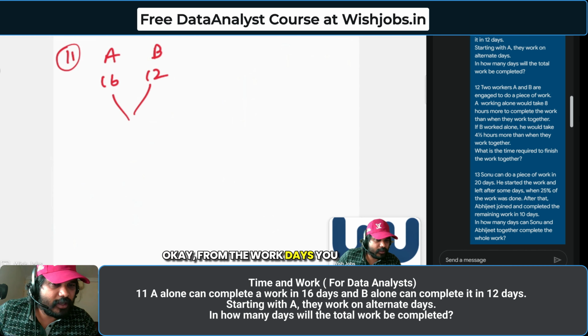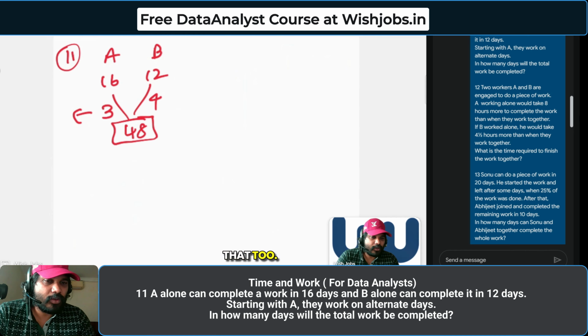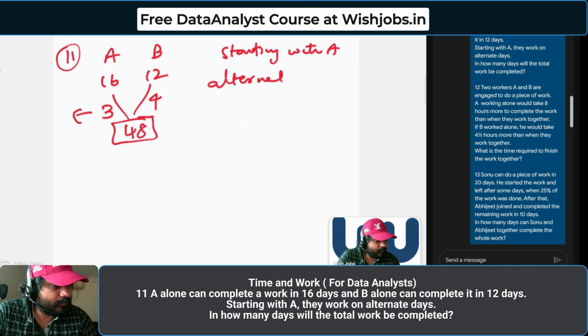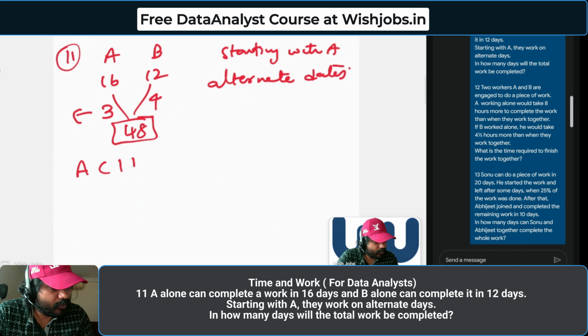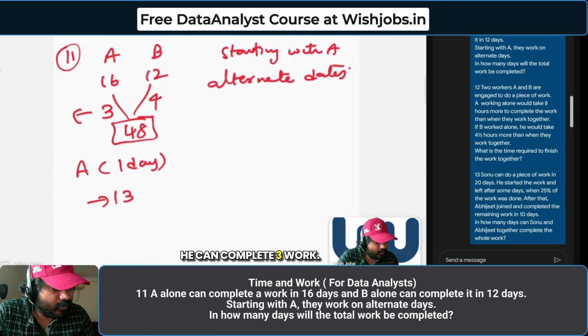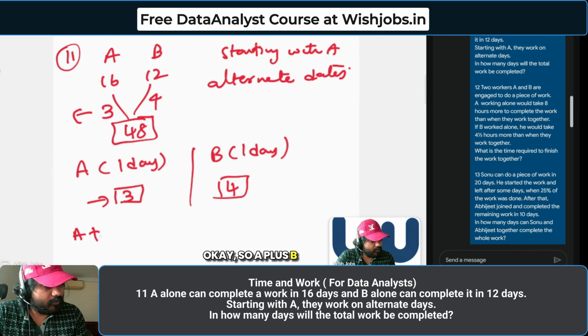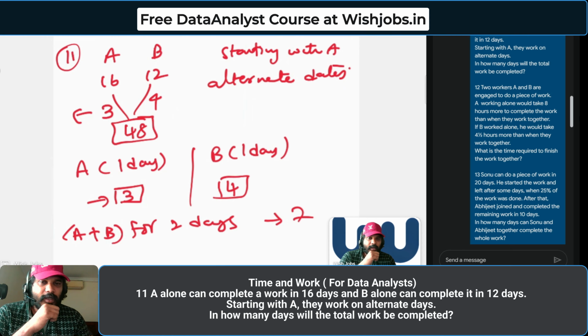Okay, from the work days you have time, you can find out the work done, which is 48. 16 threes are 48, so A's efficiency is 3. 12 fours are 48, so B's efficiency is 4. Okay, so he needs to complete this 48 work, that too starting with A and also working on alternate days. Okay, so if A started the work and he worked for one day, with 3 efficiency, he can complete 3 work. And again on the next day, B started working, and with the 4 efficiency, it can complete 4 work. Okay, so A plus B for 2 days completed 7 work, right?